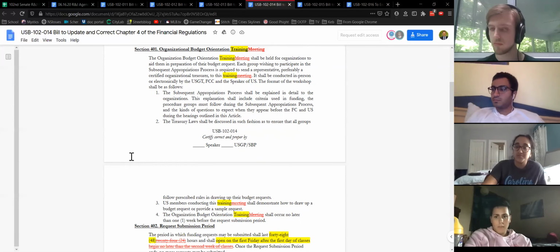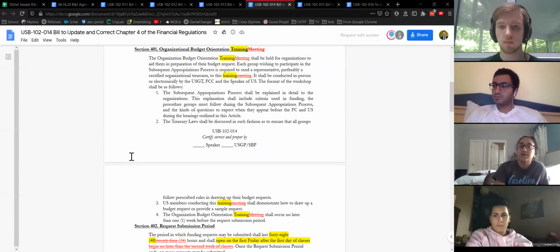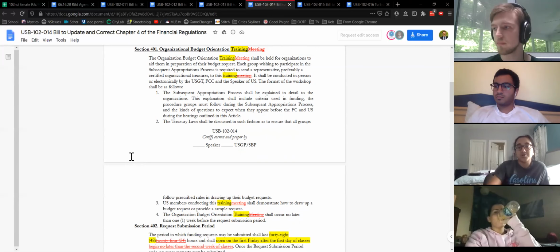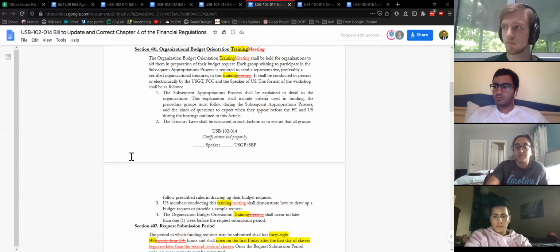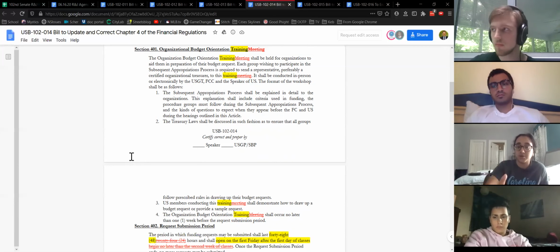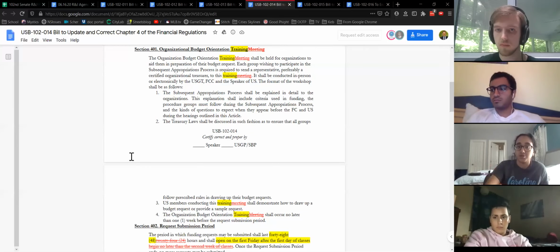And for other years in which that can't happen, instead, we've tried to change it to a training. So the treasurer's test that everybody has to take, our idea is to make that a training of sorts, where you'll actually learn about all the funding process while you're taking the treasurer's test. Which is why we changed the word from meeting to training there.